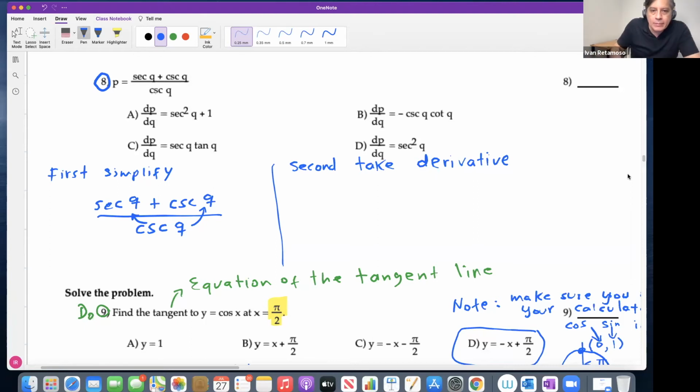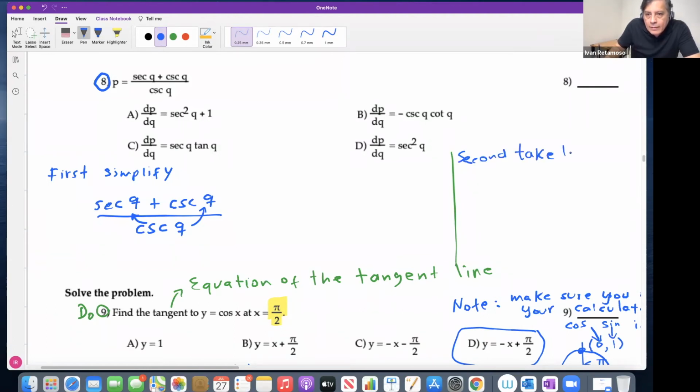Probably we will need space for this part, so I'm going to leave some space here. Let me, second, take the derivative, right? This part should be easy. Second, take the derivative.